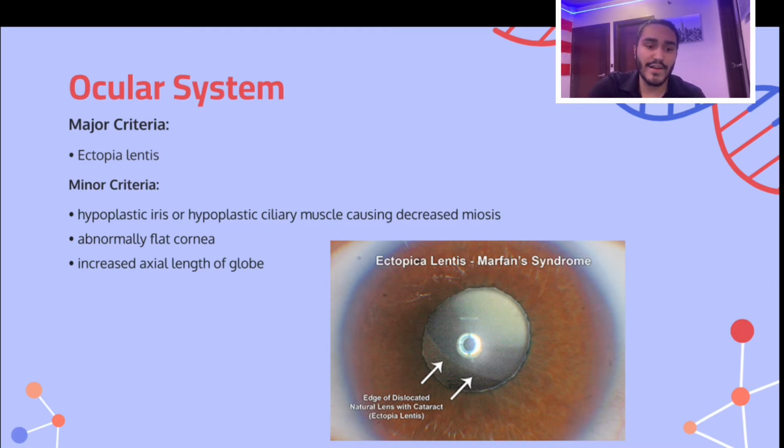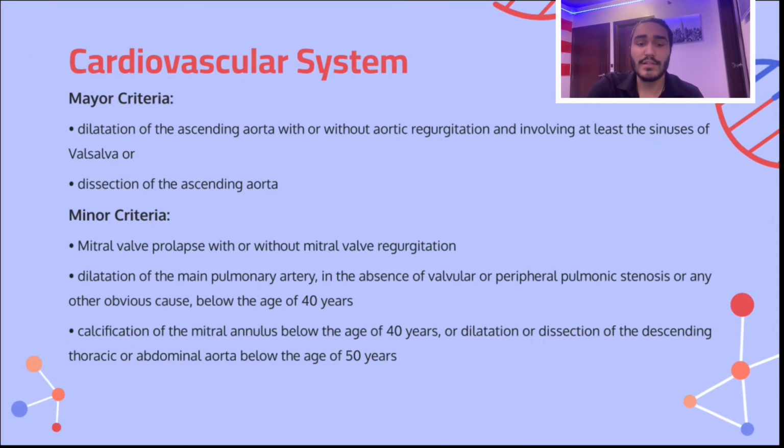And in the cardiovascular system, the only two major criteria are going to be a dilation of the ascending aorta, with or without aortic regurgitation, and involving at least the sinuses of Valsalva, or dissection of the ascending aorta.